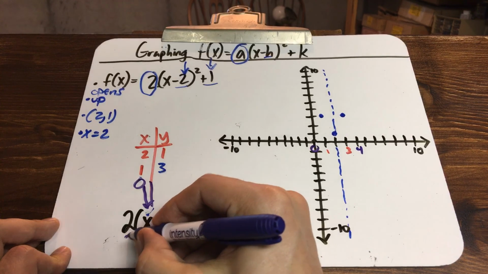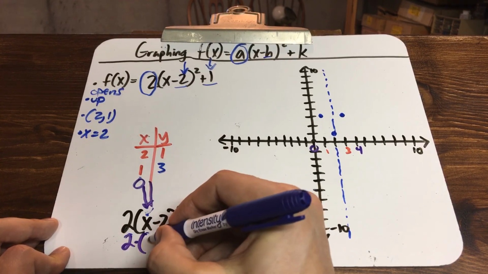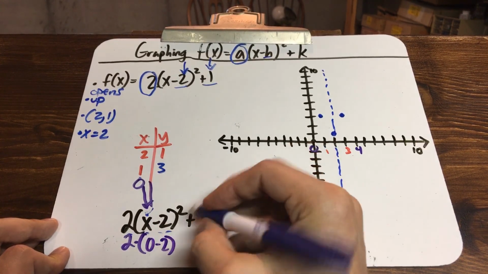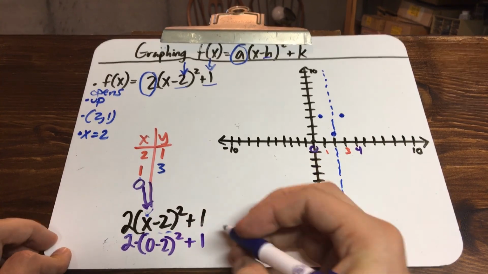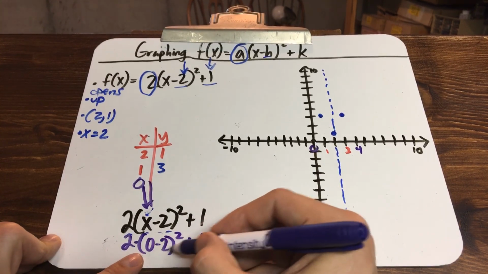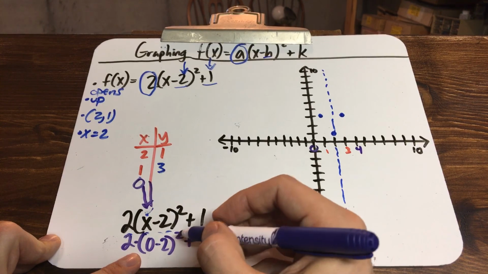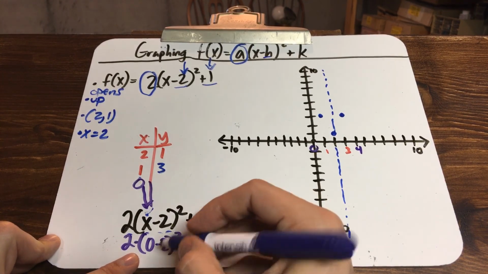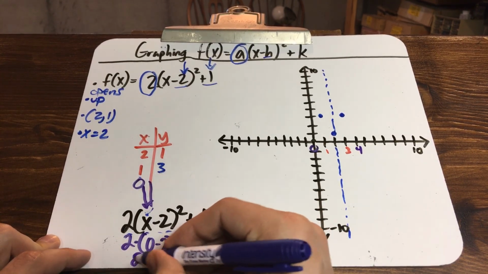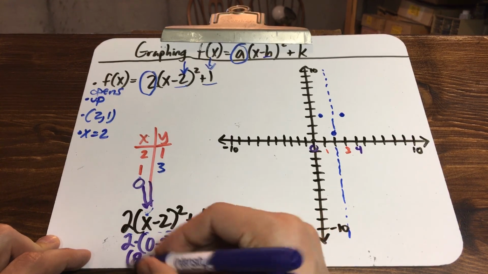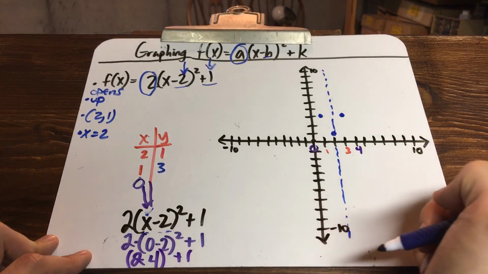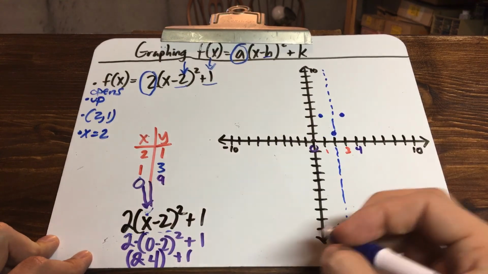Whatever. If I put 0 in here, I'm going to have 2 times 0 minus 2 squared plus 1. Okay, 0 minus 2, that's negative 2. Negative 2 squared means negative 2 times negative 2, that's 4. 2 times 4 plus 1. Okay, 2 times 4 is 8. 8 plus 1 is 9. So 0 is going to match up with 9.